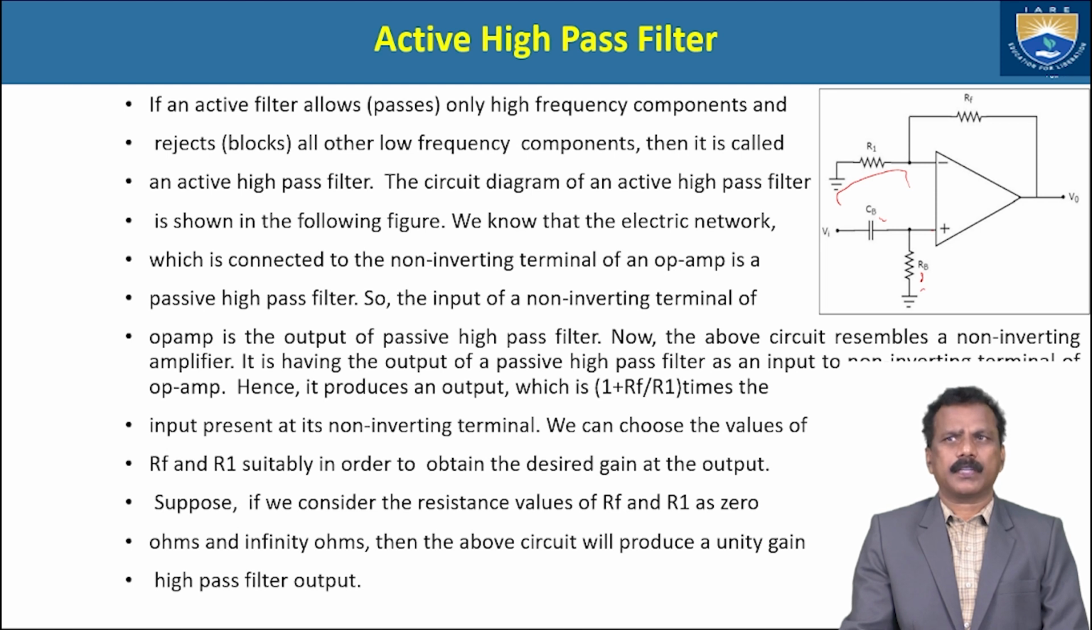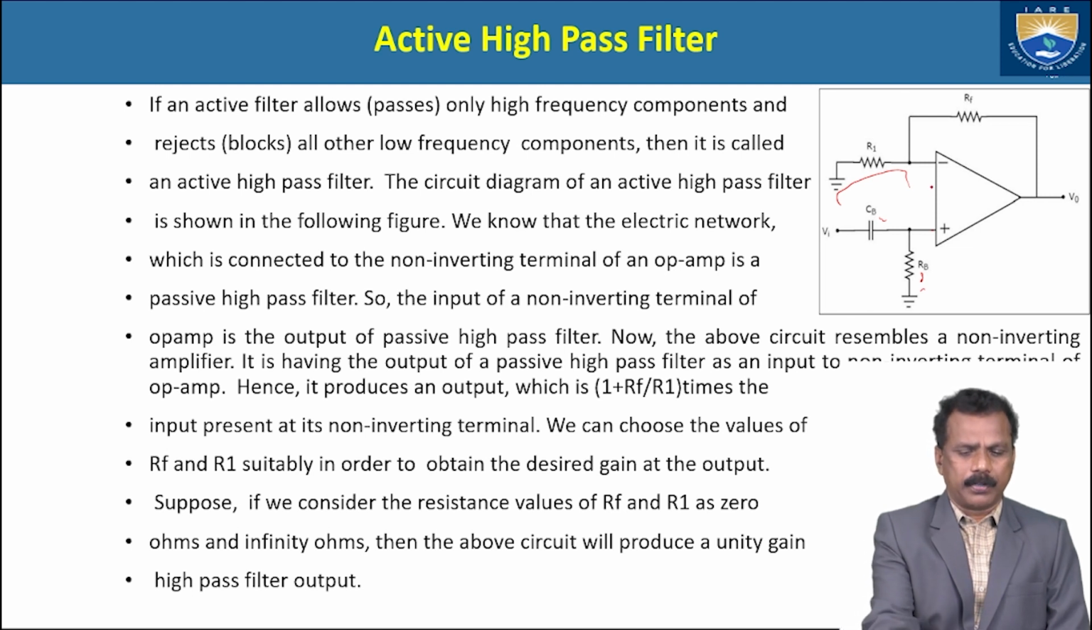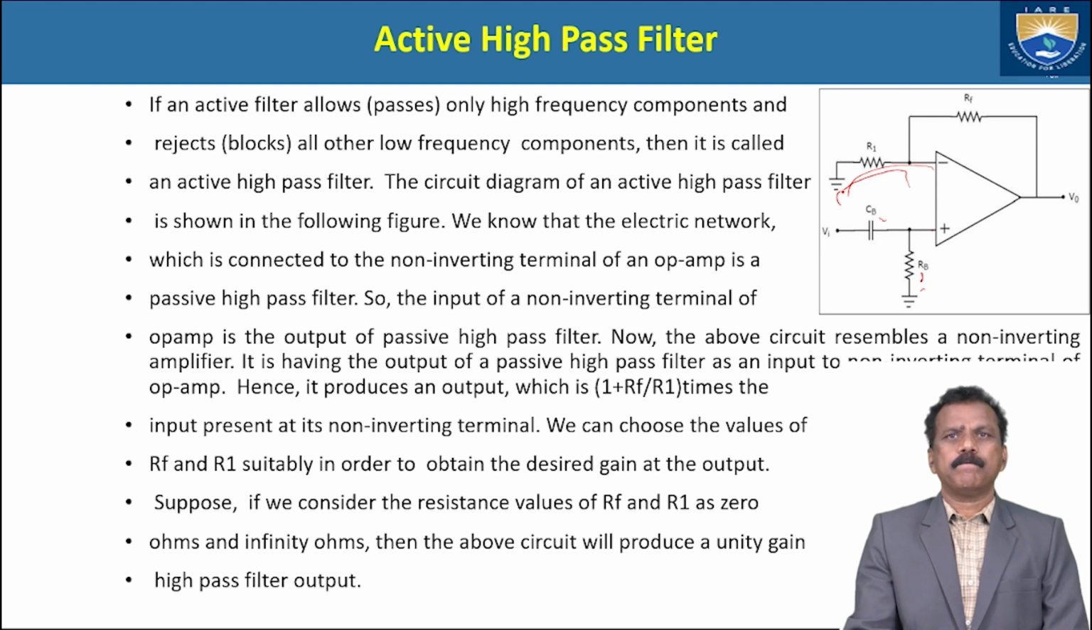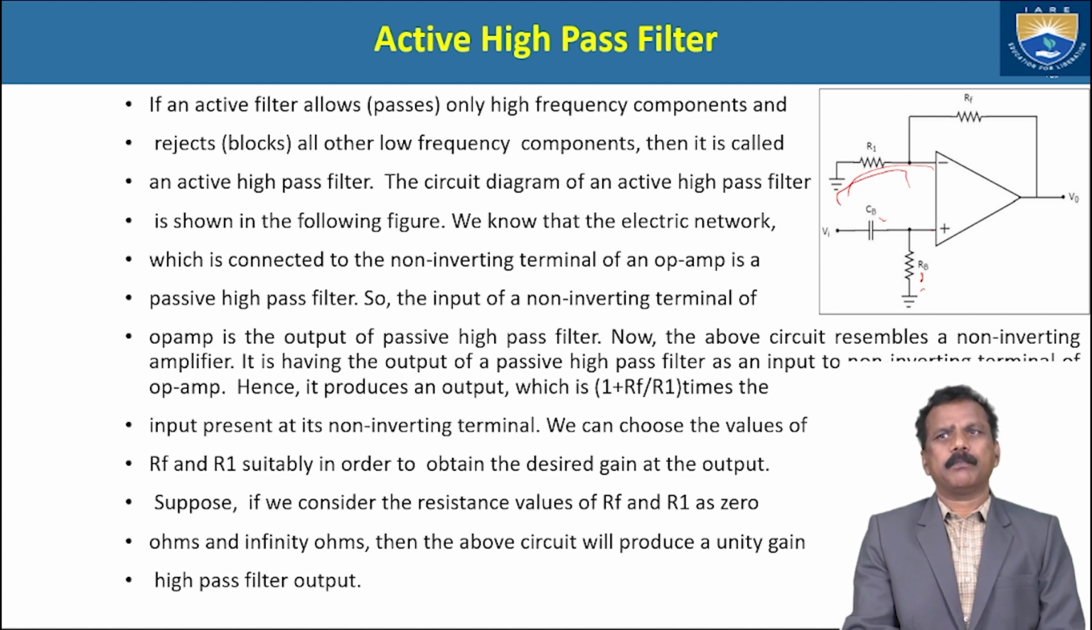We know that the electric circuit which is connected to the non-inverting terminal of an op-amp is a passive high pass filter. So the input of the non-inverting terminal of the op-amp is the output of the passive high pass filter. Now the circuit diagram resembles the non-inverting amplifier, having the output of a passive high pass filter as an input to the non-inverting terminal of the op-amp.